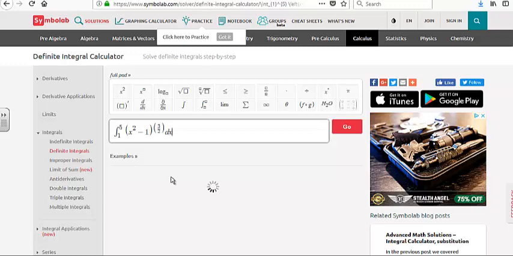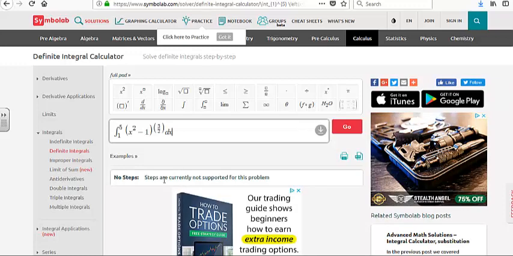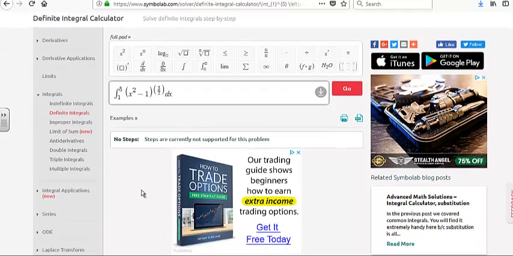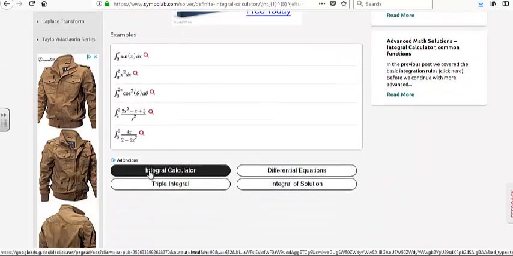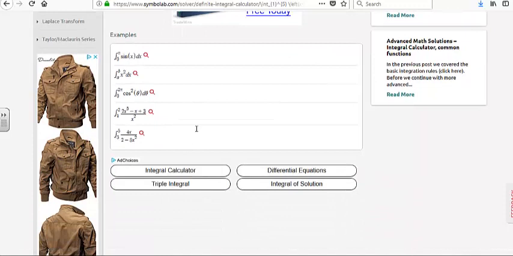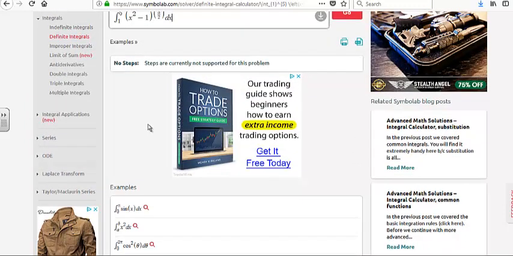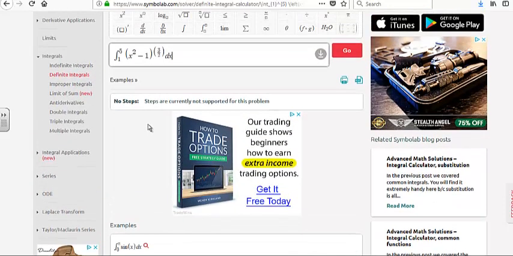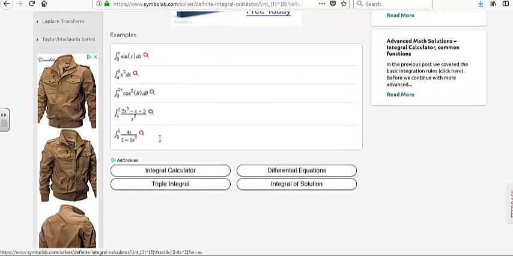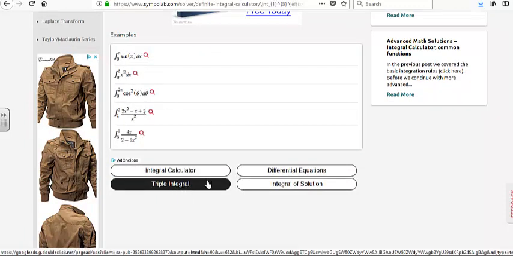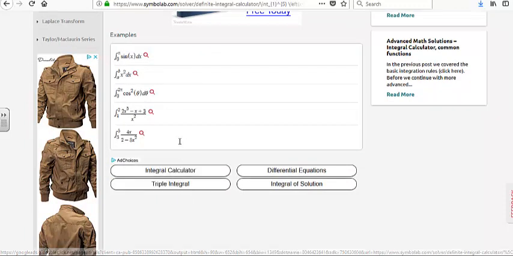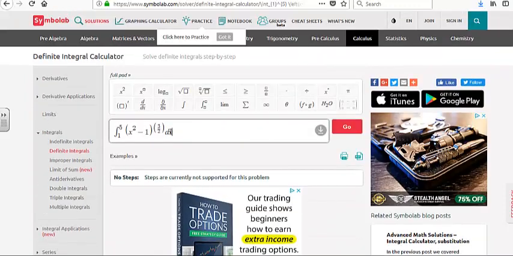And it's just thinking and thinking and thinking. Steps are currently not supported for this problem, but I think it still gives us an answer. Well, you can definitely see why we'd have to do this by numerical integration. The question is, why isn't it giving me an answer? Okay, interesting.